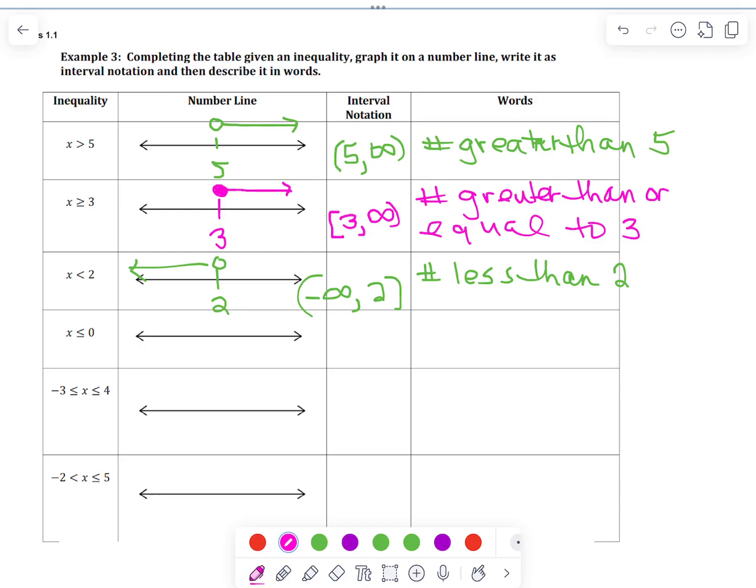All right, the next one, put the number 0. This is saying x is less than or equal to 0. So closed circle, less than or equal to. So negative infinity starts it, comma, 0. We do a bracket because it includes 0. So it's numbers less than or equal to 0.